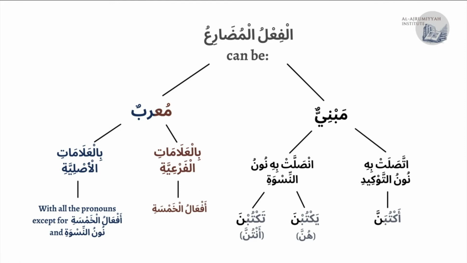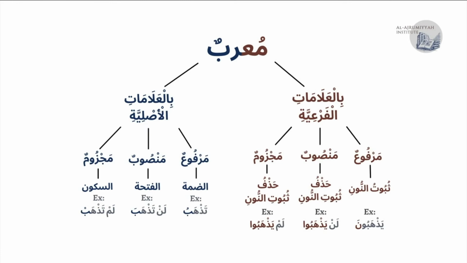So visualization of this is what we have right here. The فعل المضارع can be معرب with the original signs, which is when it's مرفوع, it takes a ضمة like تذهب. When it's منصوب, it takes a فتحة like لن تذهب. When it's مجزوم, it takes a سكون like لم تذهب.